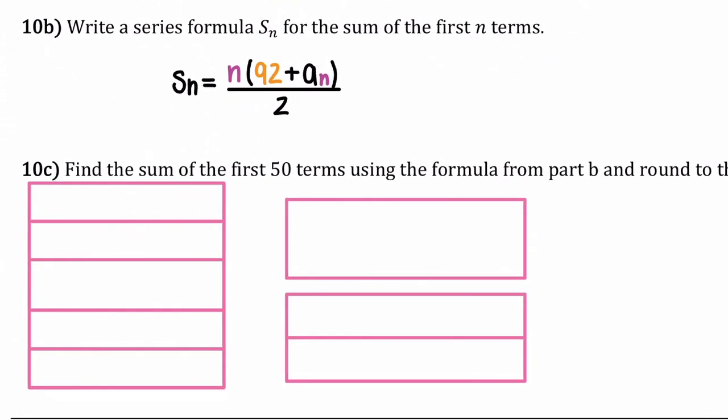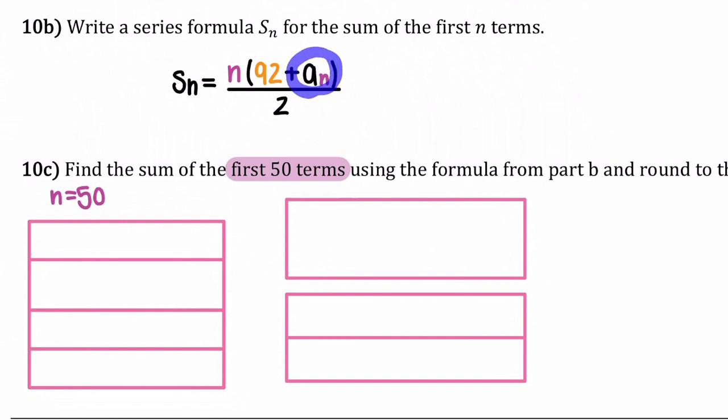All right. And then so our last part, now they're asking us for a specific value, and they're asking us to find the sum of the first 50 terms. So the sum of the first 50 terms using the formula. So now we know that n is equal to 50.